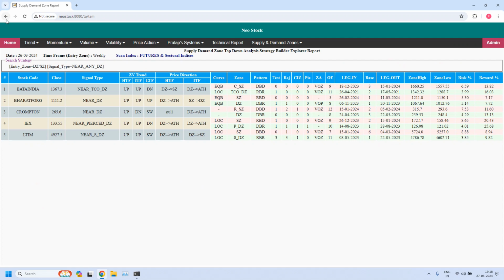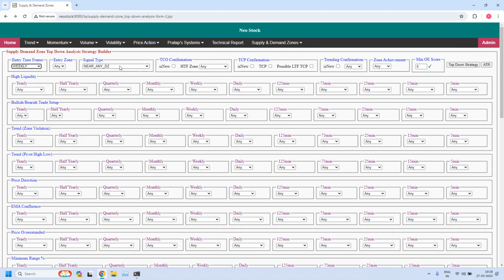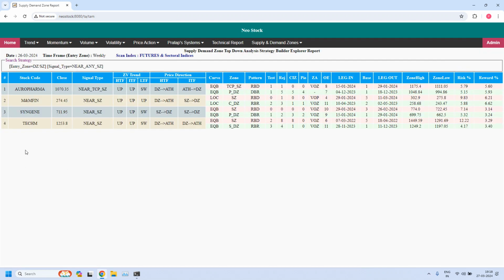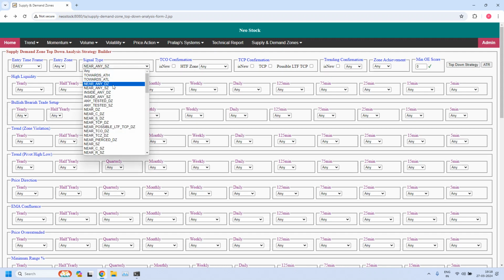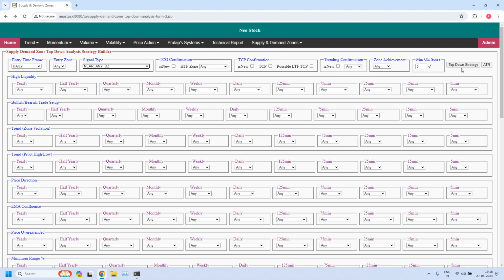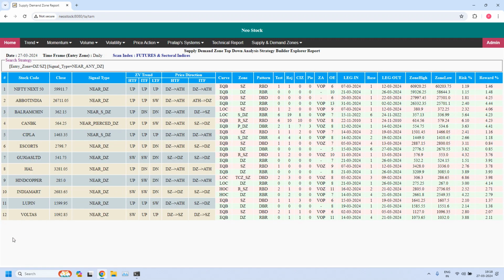So let me go back. For weekly time frame, let us find the stocks near weekly supply zone. So these four stocks are filtered which are near to the weekly supply zone. So let me go back, changing the time frame to daily, and let us find the stocks which are near to the daily demand zone. So these 12 stocks are filtered which are near to the daily demand zone.